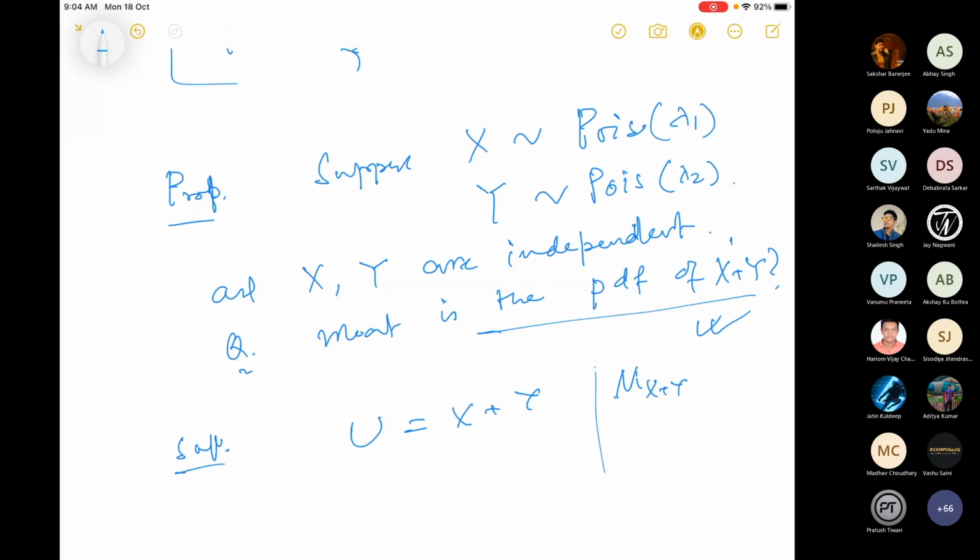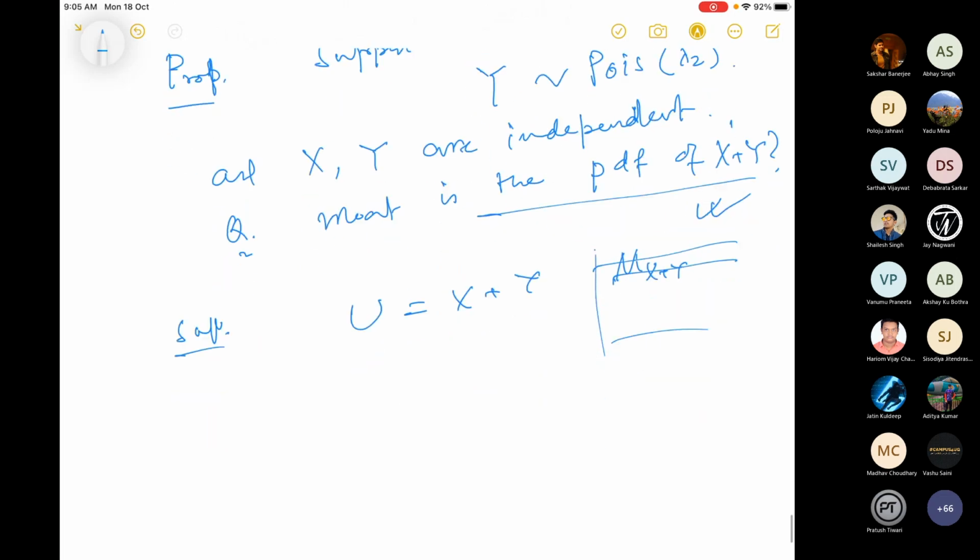In fact, we have proved this theorem: M of x plus y, when x and y are independent, will be the product of M of x and M of y. Those things we'll see, maybe we'll see it later. So, x plus y.